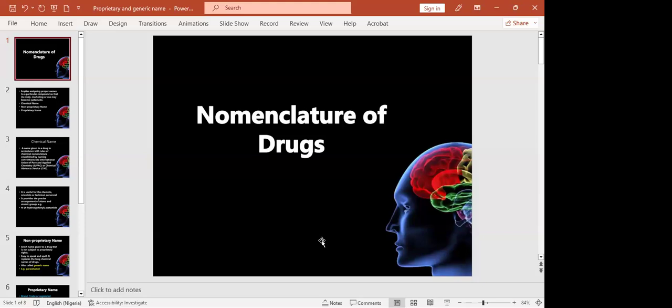So let's go. We are discussing nomenclature of drugs. Nomenclature just means drug naming. I think I mentioned it briefly in some of the classes we've had, but maybe not in detail.